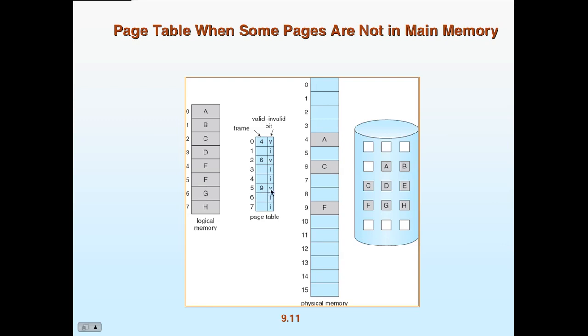Space 9 here. 9's got F in it. F is in 5 over here. This one's valid. These guys are invalid. And then if we were swapping it to the backing store, which is this guy over here, we would have this stuff loaded here as well. We may not necessarily have it loaded here. We're not going to load it here until this fills up.